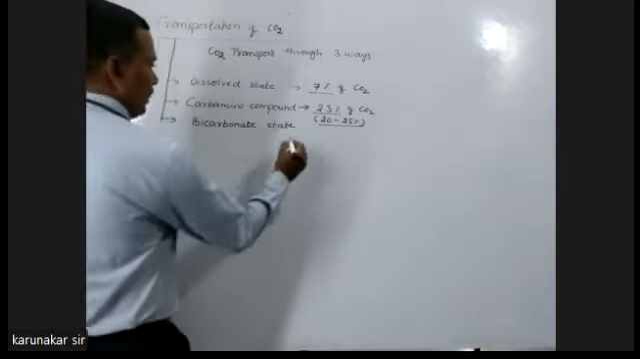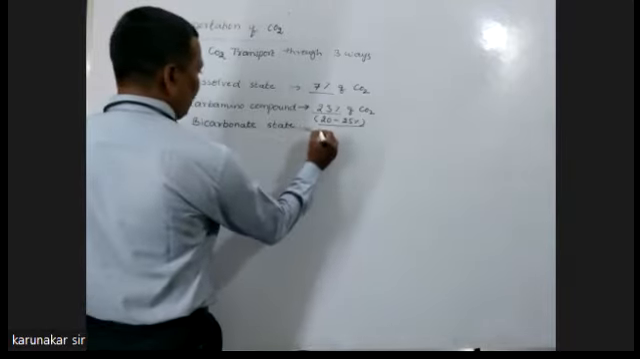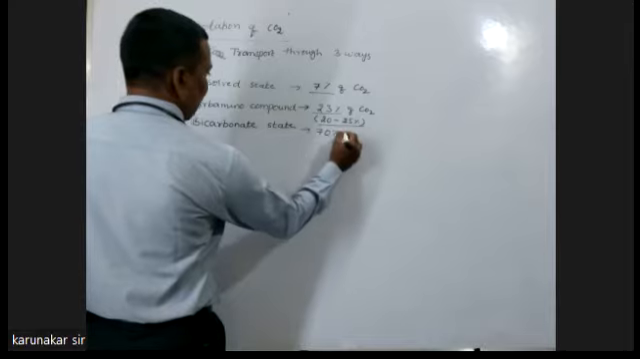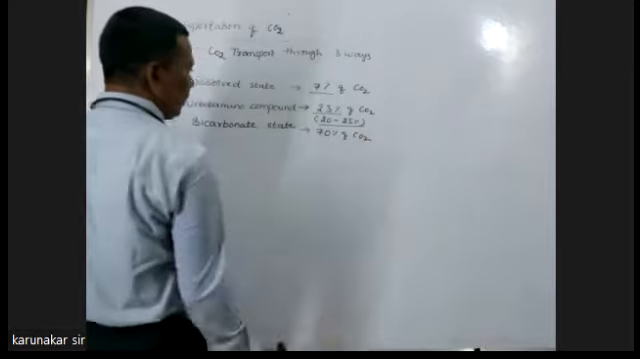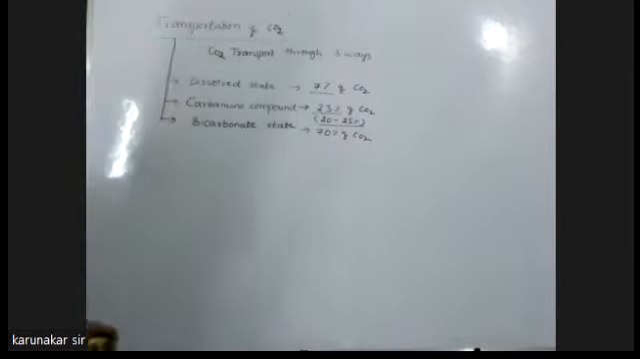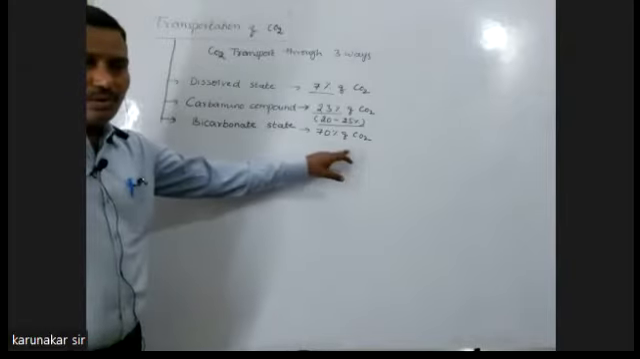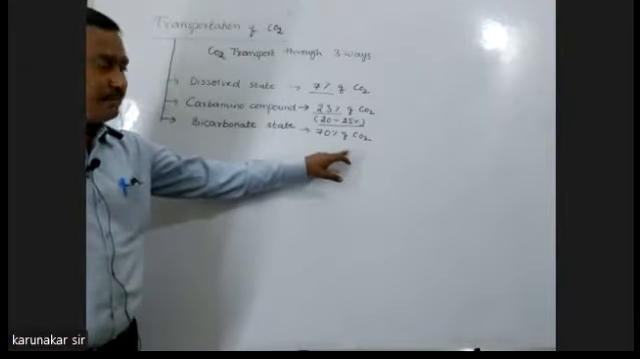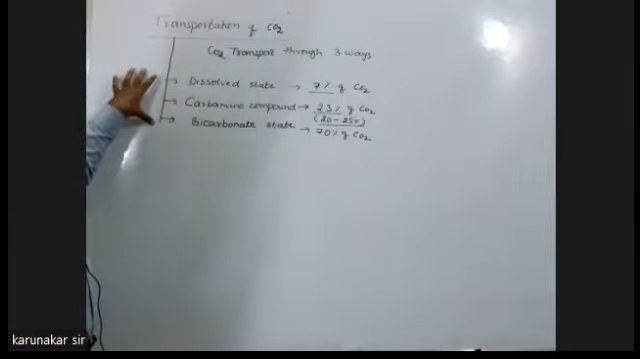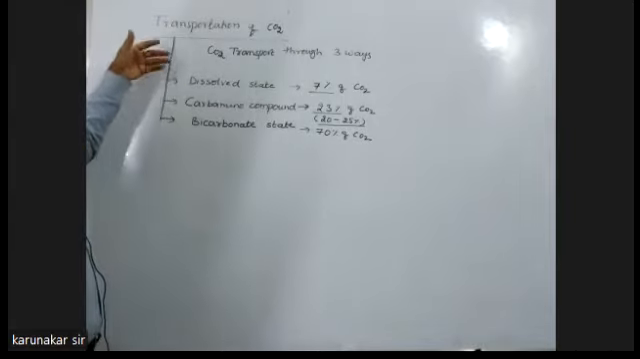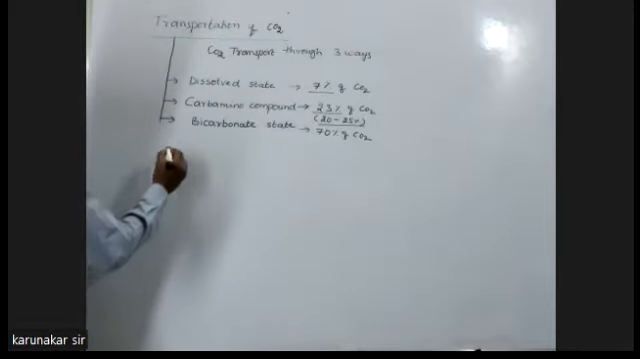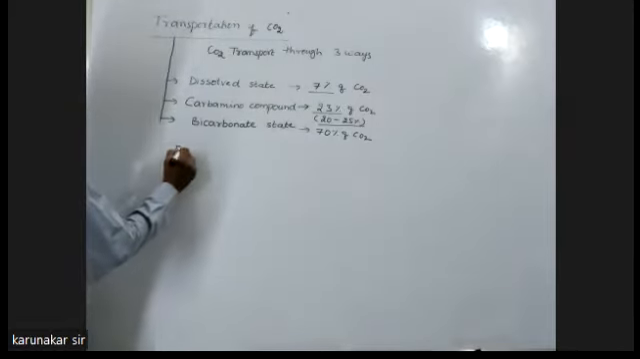And here you can take the bicarbonate state. 70% of CO2 is transported through this method. These are the three ways through which the carbon dioxide is transported in our body. In this, we have to discuss the dissolved state first.